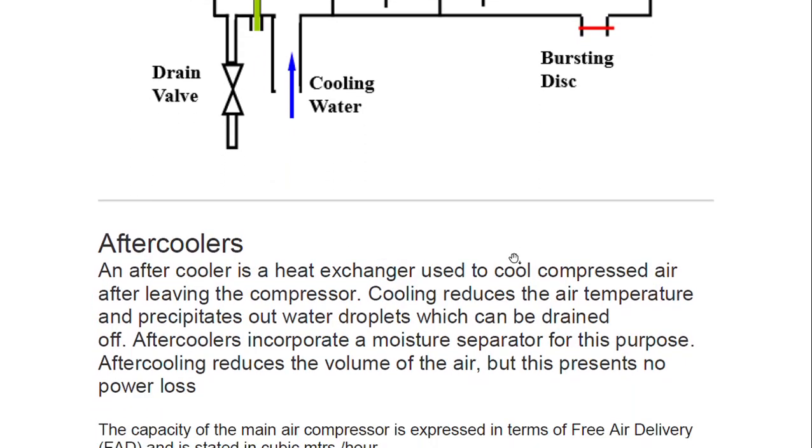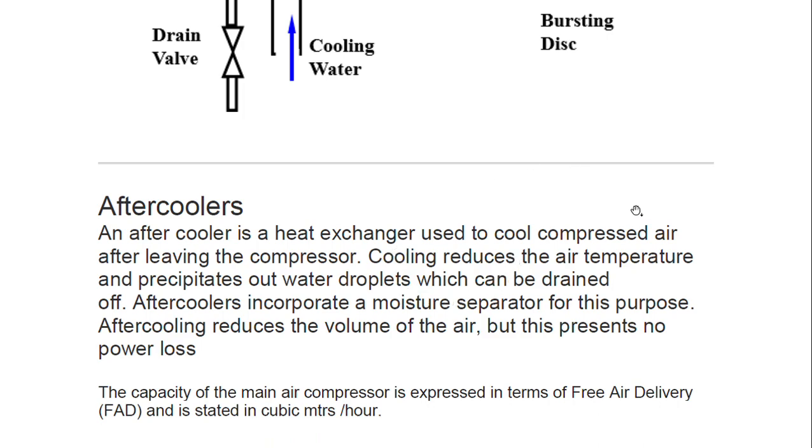Same way is aftercooler also. We have aftercooler after the second stage, before making it go to the bottle. So an aftercooler is a heat exchanger used to cool compressed air after leaving the compressor. So when the air leaves the compressor, the aftercooler cools the air again. So cooling reduces the air temperature and precipitates out water droplets. So whatever water droplets we have, that's the reason why on every watch or every 2-3 hours we need to drain the air bottle. There you also find in the draining place there are corrosion symptoms.